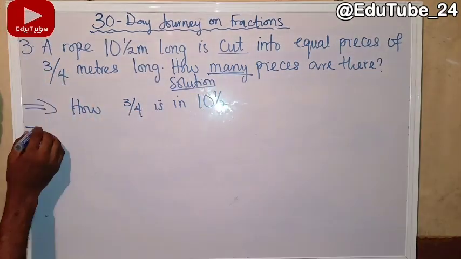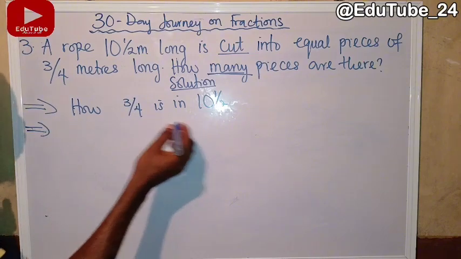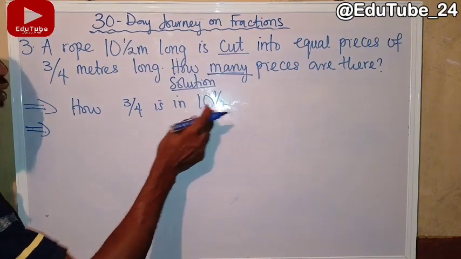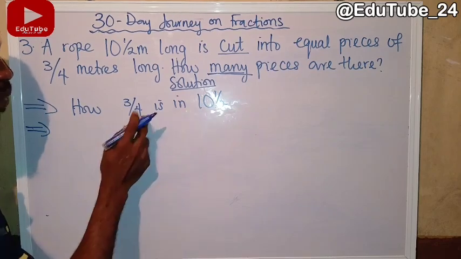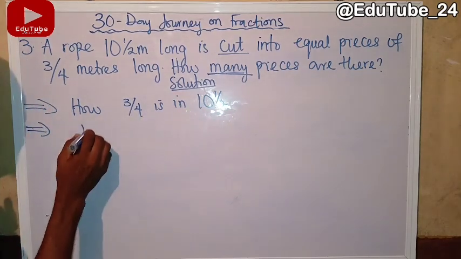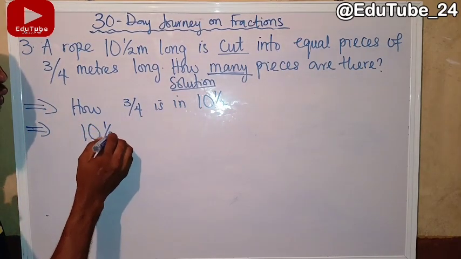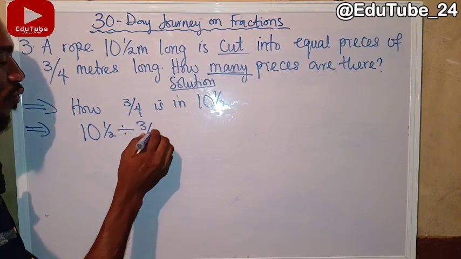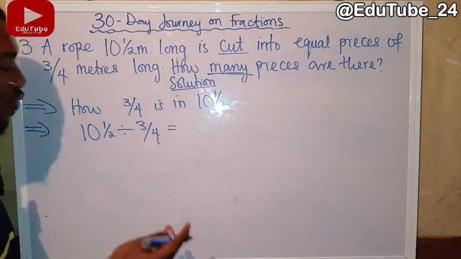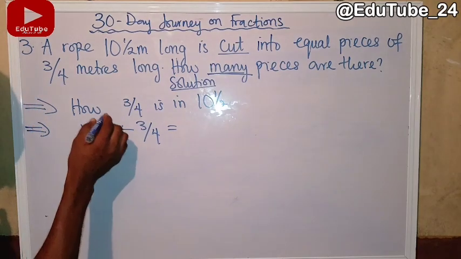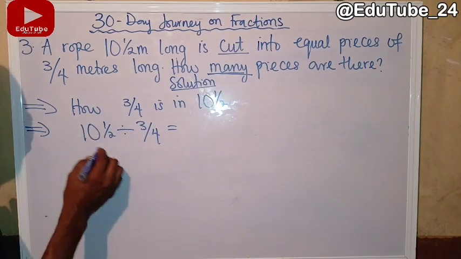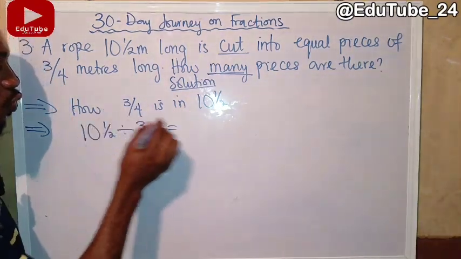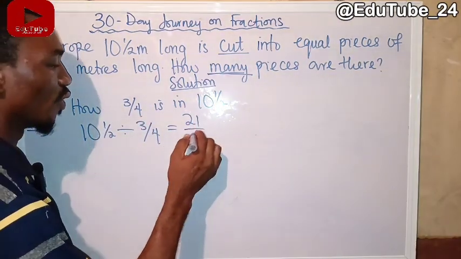So mathematically, that gets a judgment of division. So how many this is in this? That means if you divide this by this, what do we get? So 10 whole number 1/2 divided by 3/4. And of course, as you've learned in the previous example, 10 whole number 1/2 will be converted into an improper fraction. So 10 times 2 will give you 20, 20 plus 1 will give you 21/2.